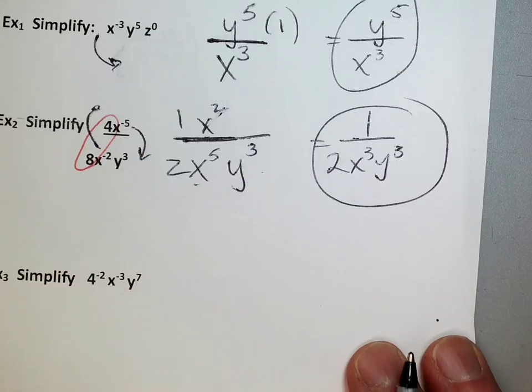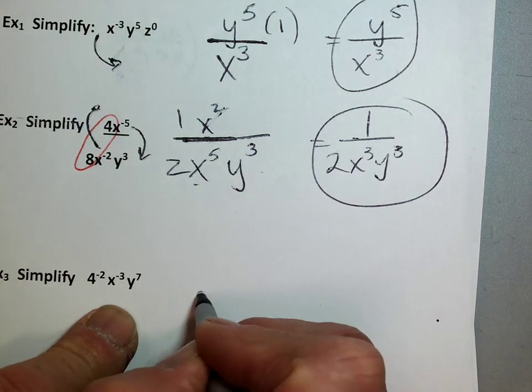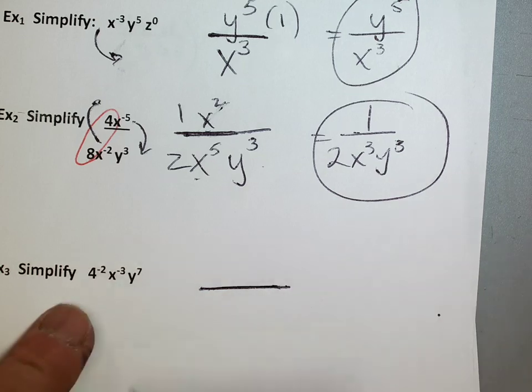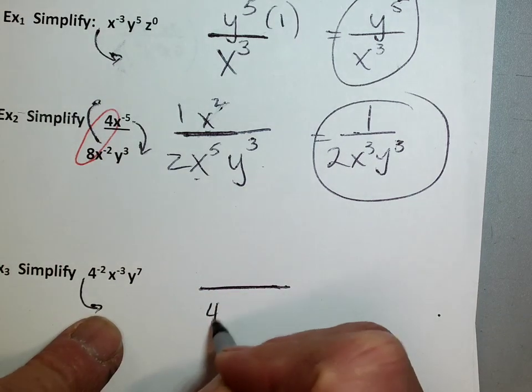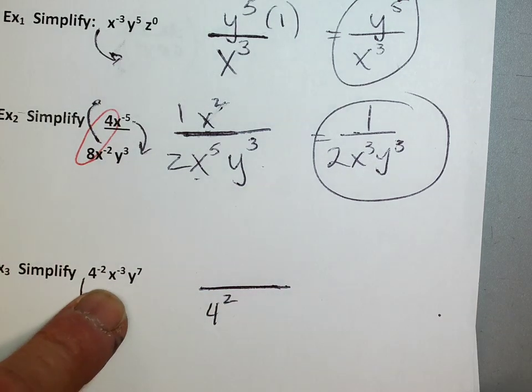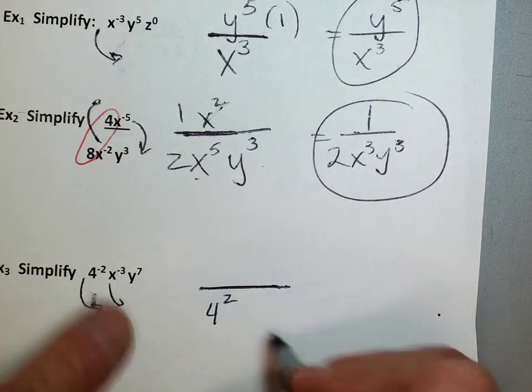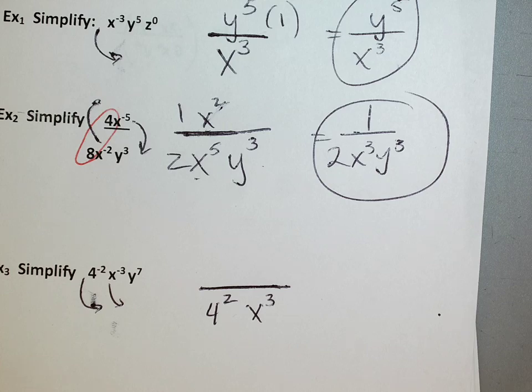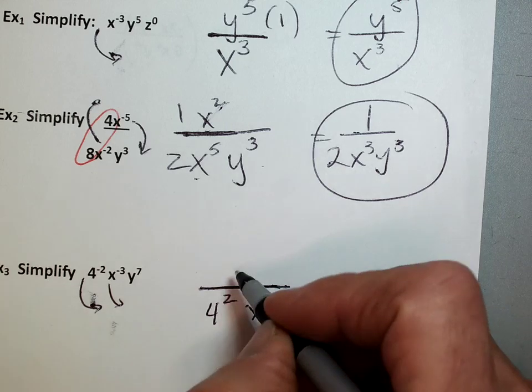Okay. Example 3. Fraction bar. The 4 to the negative 2 comes down. It makes it 4 to the positive 2. The x to the negative 3 comes down. It makes it x to the positive 3. The y to the 7, it's fine. Leave it where it's at. Y to the 7 stays up.